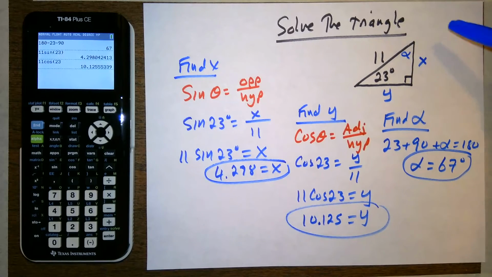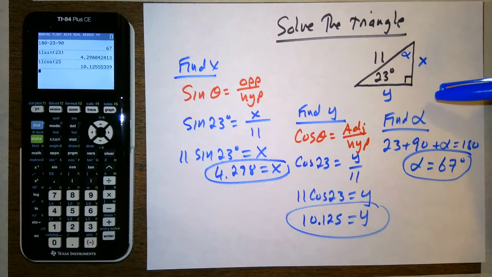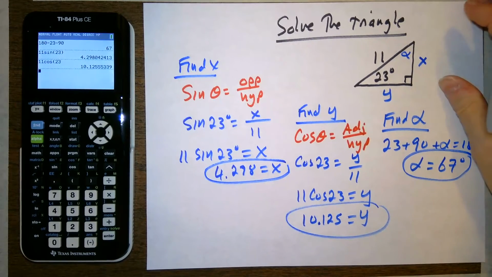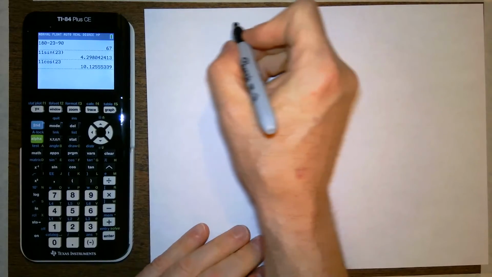Let's do another one, but this time I'll slow it down and I'll give you a little chance to do some of the work, to look at the trig ratios, to find the different angles and the missing sides. Let's do another sample problem. Solve the triangle.